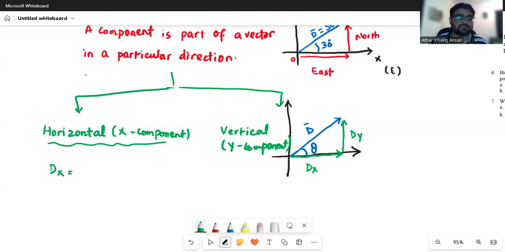So how to calculate this value? To calculate this value, you can see these two components are actually perpendicular to each other, making 90 degrees.